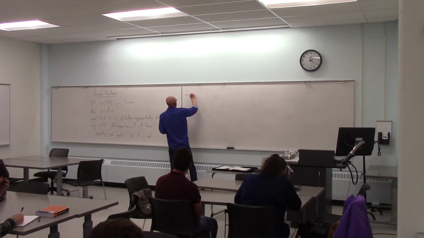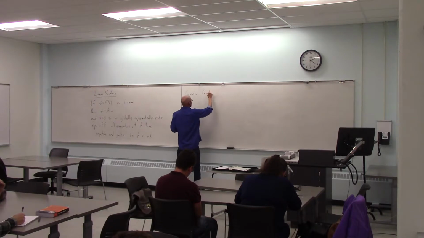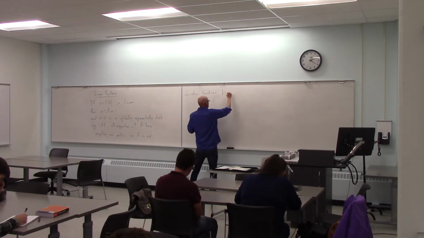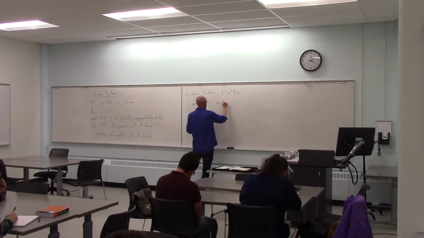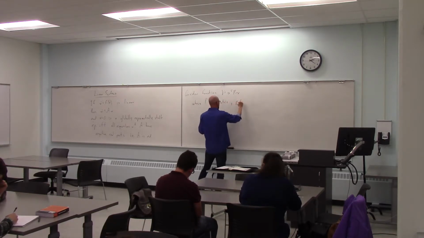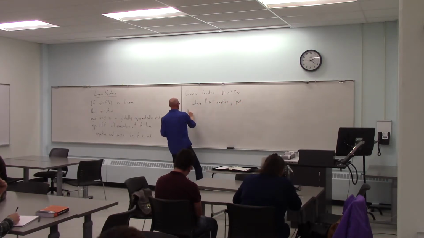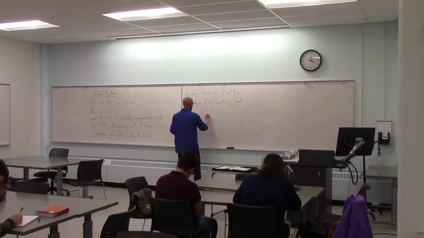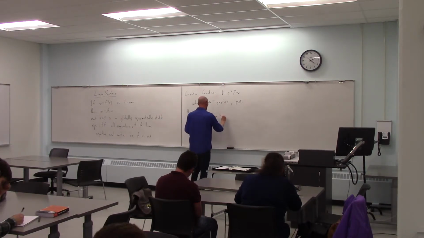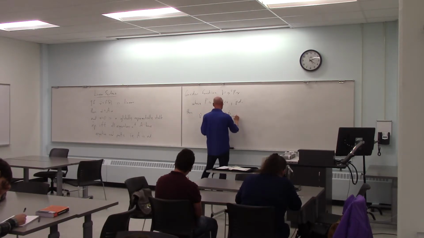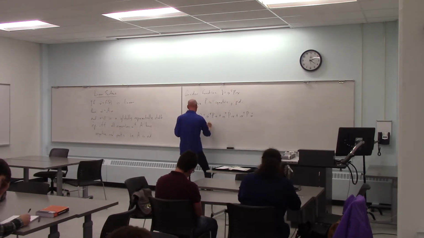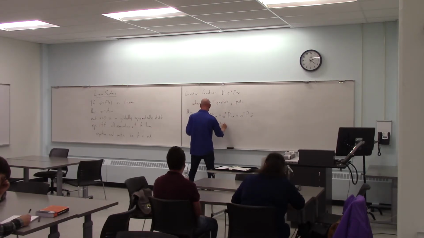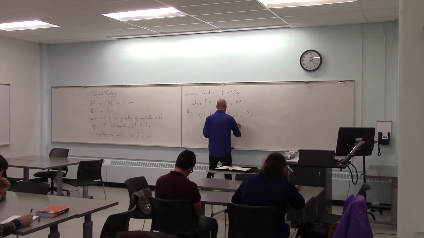So consider function V equals x transpose P x, where P is symmetric, positive definite. Then V dot is equal to x dot transpose P x plus x transpose P dot x plus x transpose P x dot, which equals x transpose A transpose P x plus x transpose P A x.